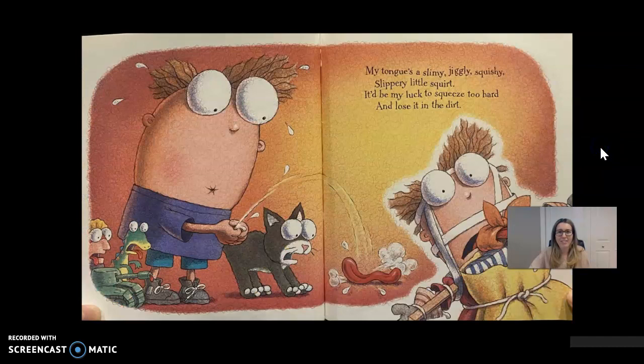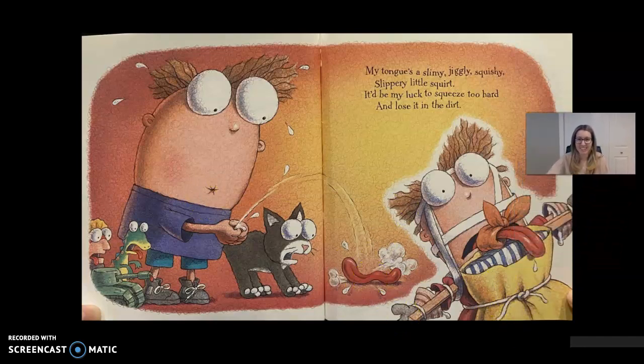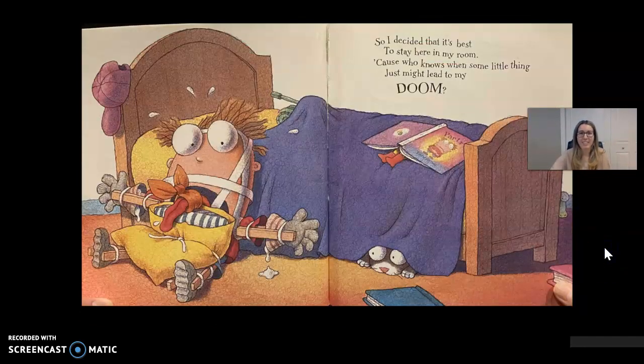My tongue's a slimy, jiggly, squishy, slippery little squirt. It'd be my luck to squeeze too hard and lose it in the dirt. Look at his tongue. He's trying to keep it tied on here. So I decided that it's best to stay here in my room, 'cause who knows when some little thing just might lead to my doom. Notice he's reading his book.